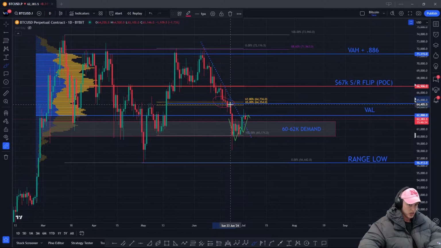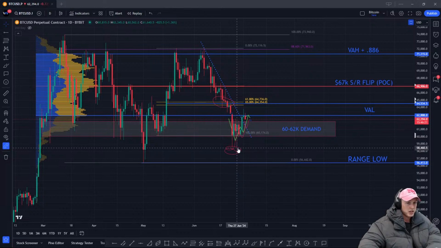And you can see it took 2 days to go from, well, really we traded down to low 63Ks. We had the VAL there for support. In one daily candle, we went from 63K all the way down to 58K before finding that 60 to 62K demand. This was obviously a long cascade, and what's a long cascade?